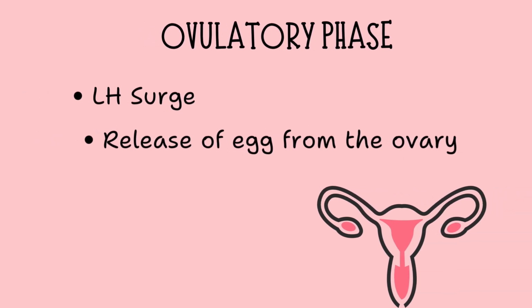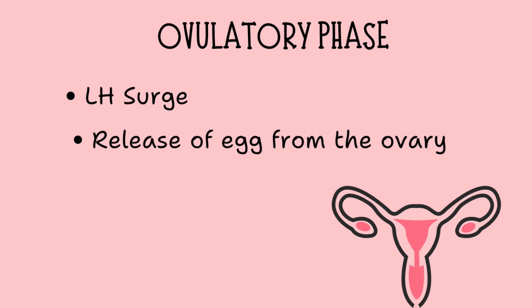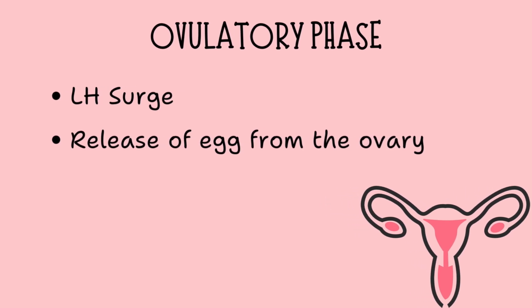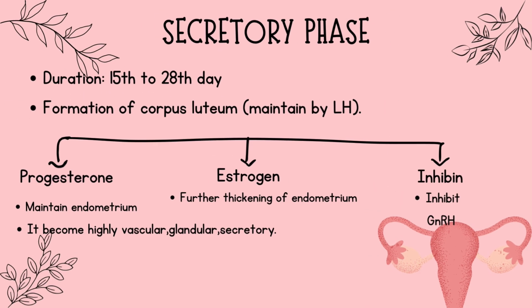After the proliferative phase, there is ovulation. Prior to ovulation, there is an increase in the levels of estrogen. On the day of ovulation, there is an LH surge, that is a sudden increase in the levels of luteinizing hormone. It causes the egg to be released from the ovary.